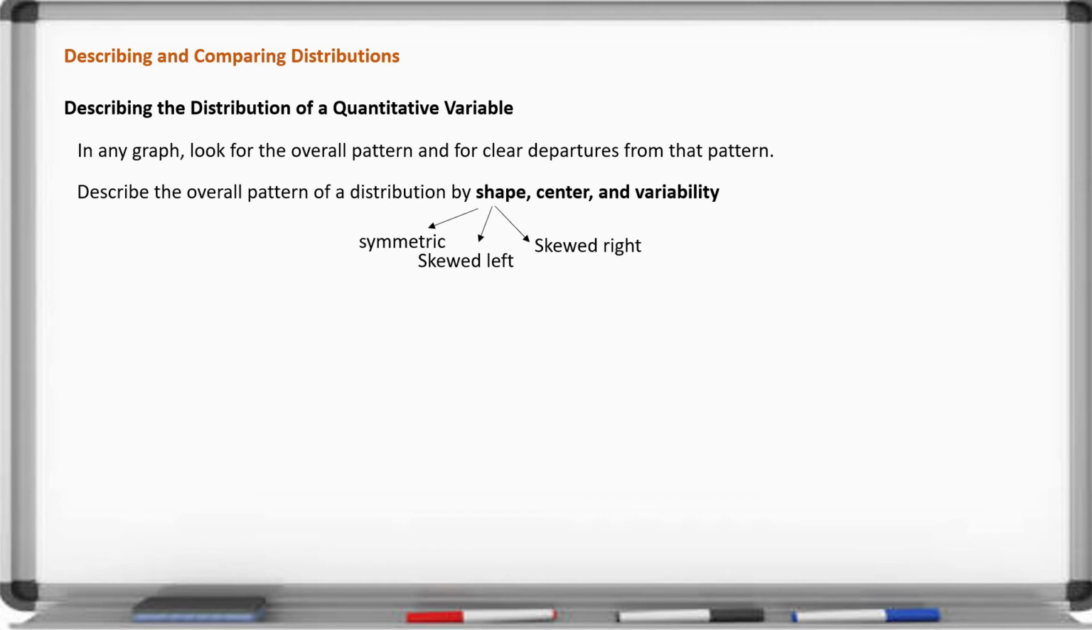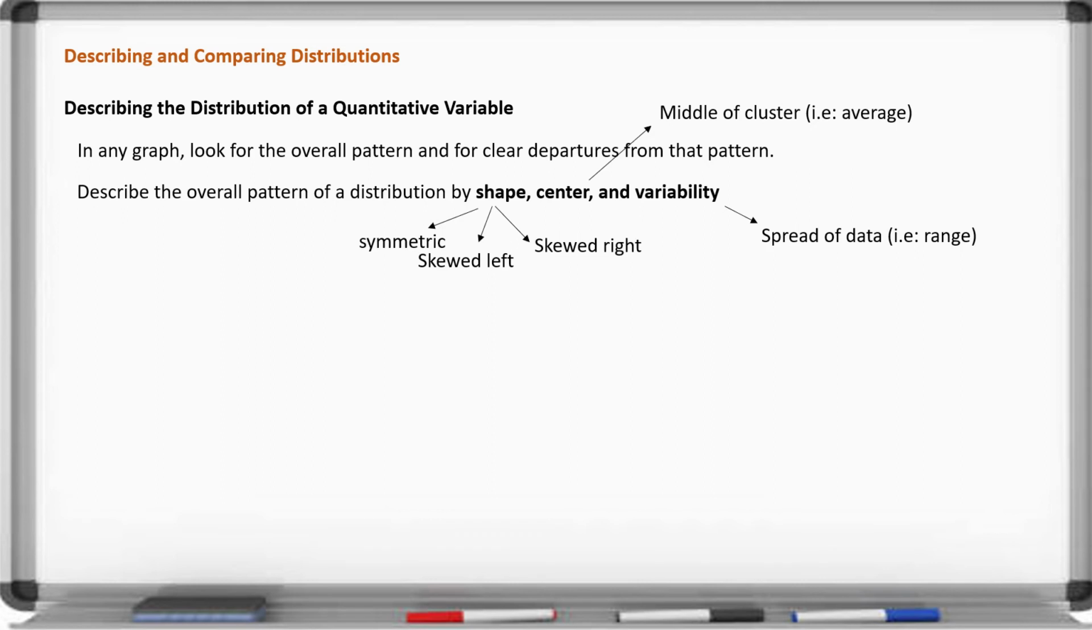The shape is basically what we mentioned earlier, whether it's symmetric or asymmetric. And if it's asymmetric, is it skewed left or skewed right? Or is it uniform, etc., or unimodal or bimodal? Those are things that describe the shape. For the center, you want to look for the clusters and the middle of the clusters. The middle of a cluster is sort of like the average. And the variability is how spread out the data is.